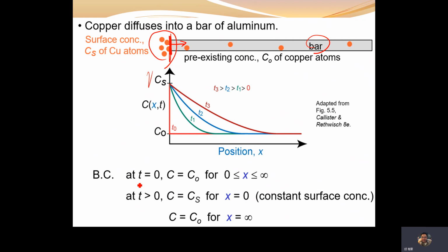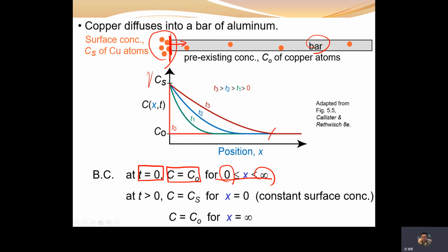At t equals 0, that means the diffusion process hasn't started yet. That means the concentration is C0, the pre-existing concentration before diffusion occurs. Before diffusion occurs, there is already a certain amount of copper inside this aluminum bar. And its range is from 0 to infinity. 0 means the surface, infinity means the semi-infinite aluminum bar.